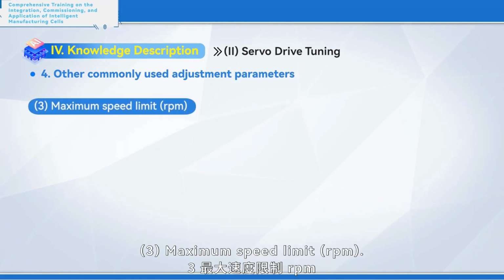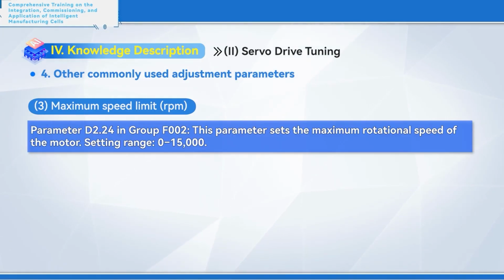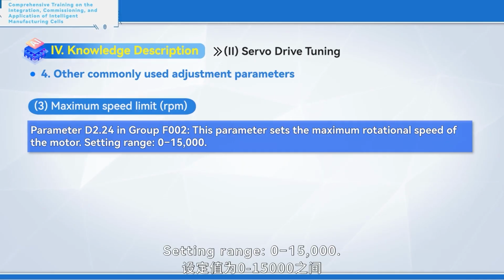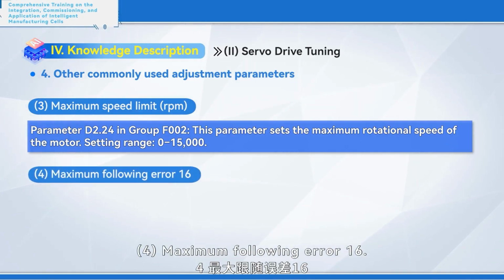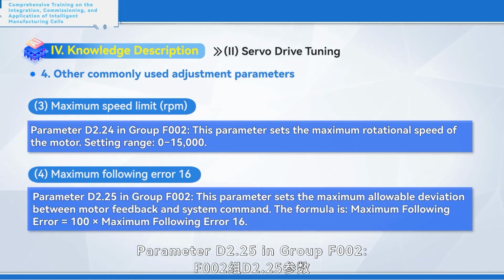3. Maximum speed limit, revolutions per minute. Parameter D2.24 in group F002. This parameter sets the maximum rotational speed of the motor. Setting range 0 to 15,000. 4. Maximum following error. Parameter D2.25 in group F002.